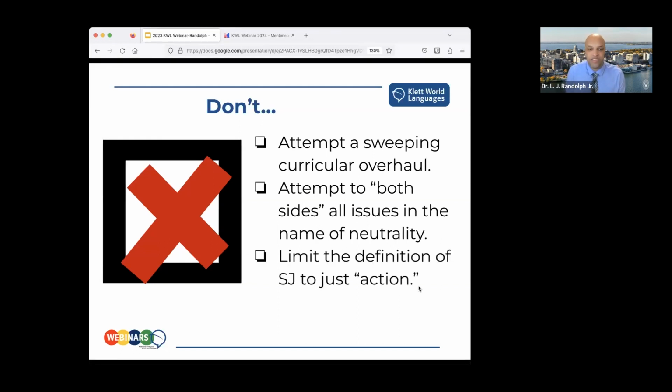Don't limit the definition of social justice to just action. I don't want my students to feel like they have to create some solution to these problems. Like I said earlier, a lot of these populations and communities are already engaged in their own liberation. And I also don't want to instill a savior complex with my students. And I don't want to decenter the liberation work that's already done by communities that are often marginalized anyway. I don't want to marginalize them even further.